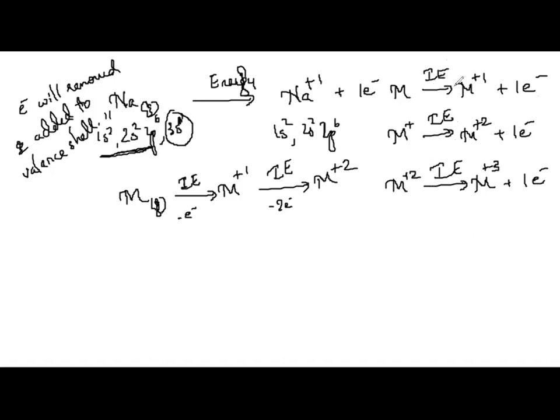So the minimum energy required to remove the first electron from the valence shell is called first ionization energy. The minimum energy required to remove the second electron from the valence shell is called second ionization energy. And the minimum energy required to remove the third electron from the valence shell is called third ionization energy, and so on. Therefore, I can say first, second, third, fourth ionization energy. These are all successive ionization energies required to remove the next successive electrons. So the energy required to remove the electron from the outermost shell is called ionization energy.